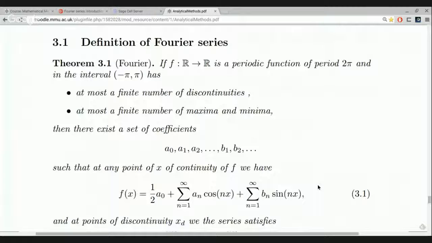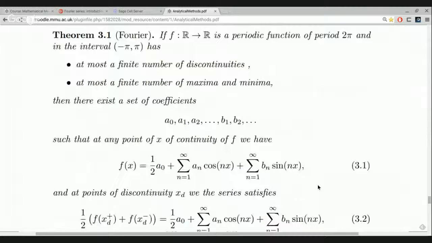So this theorem assumes that f from the real numbers to the real numbers is a periodic function of period 2 pi. So that means you can think of the function as having a certain kind of behavior in the interval minus pi to pi, but then that behavior is simply repeated over the rest of the real numbers. Okay? So over the interval from pi to 3 pi, the next interval of length 2 pi, the function f will just repeat exactly the same values that it went through on the interval minus pi to pi. So the function is periodic of period 2 pi.